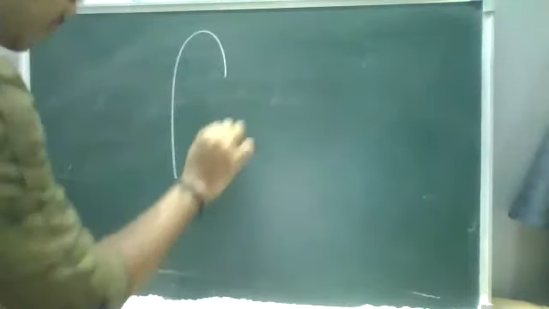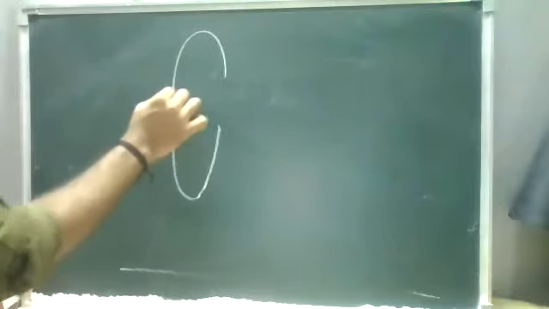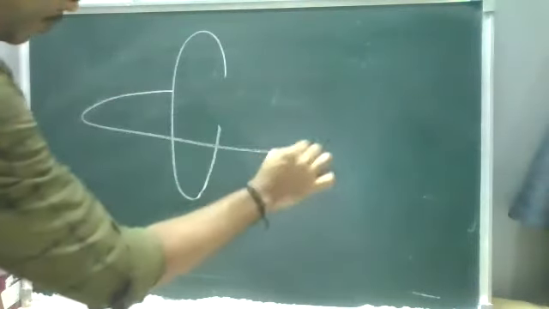Two identical loops P and Q, each of radius 5 centimeters, lying in perpendicular planes such that they have a common center as shown in figure. I'll draw the picture.